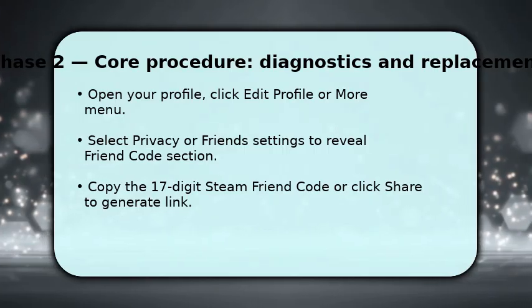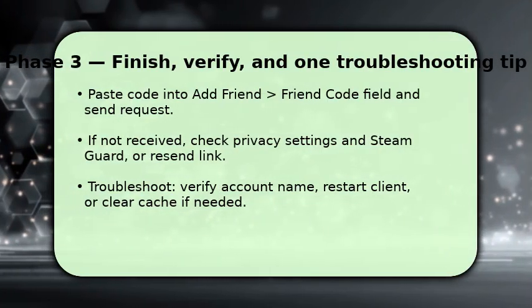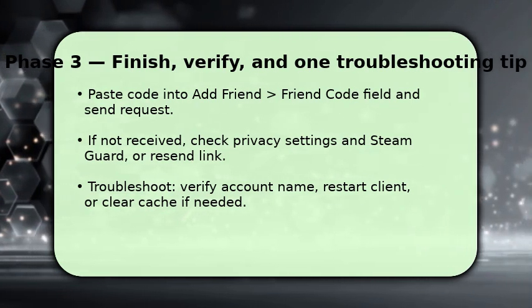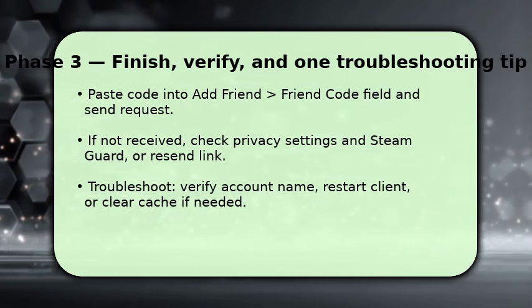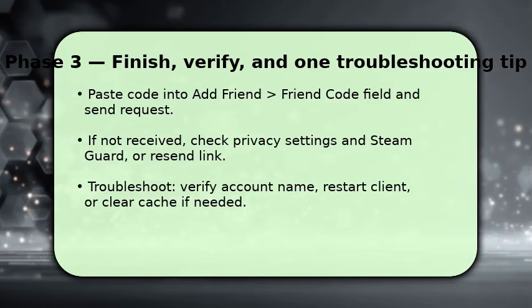Paste the friend code into Add Friend, press Send, and wait for the recipient to accept. Simple. If the request doesn't arrive, verify both of you have friends list visibility enabled and Steam Guard turned on. Otherwise, the system can block the flow.